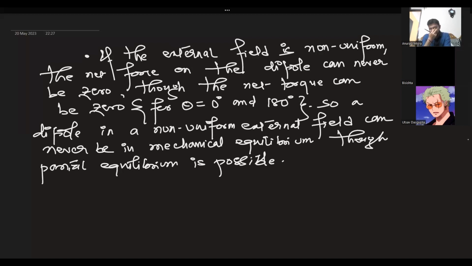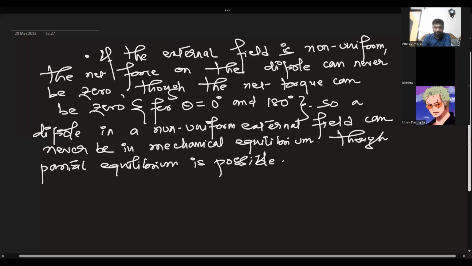Look, remember that mechanical equilibrium suggests two important points. One, the net force should be zero, which is called translational equilibrium, meaning the center of mass of the system will not accelerate. The second is rotational equilibrium, which means the total torque is zero. Here the total torque can be zero, so it can only be in rotational equilibrium, but translational equilibrium will never be there if the field is non-uniform. That is why overall mechanical equilibrium will not be there, but partially it can be in rotational equilibrium. So that is why it is written that partial equilibrium is possible.